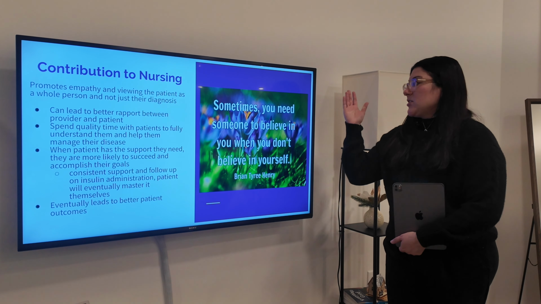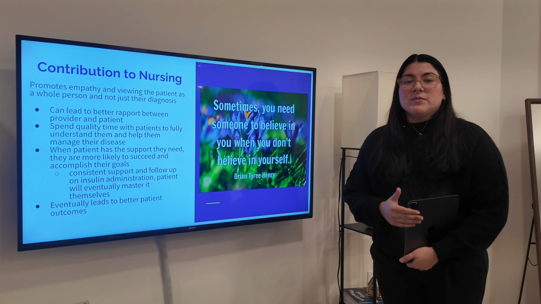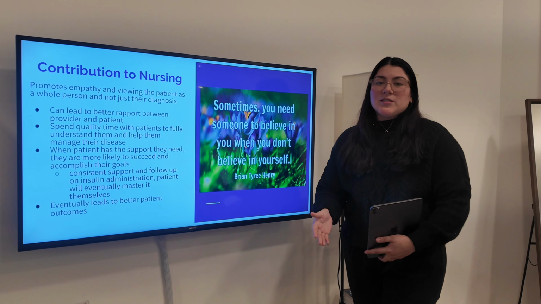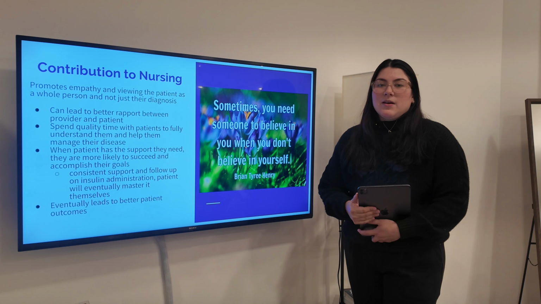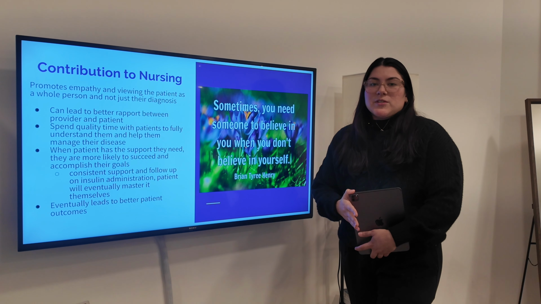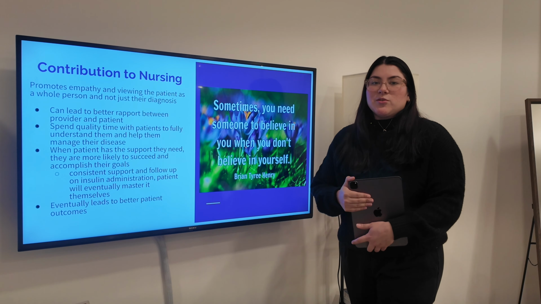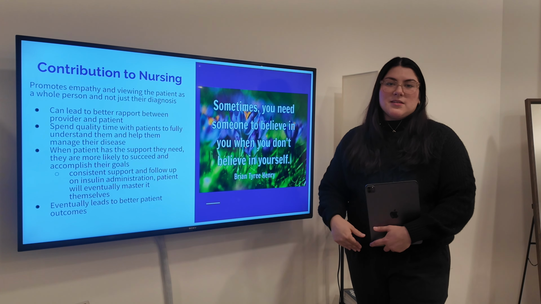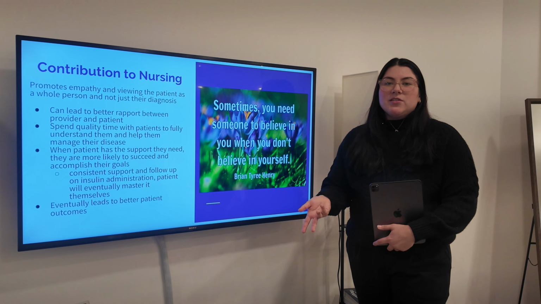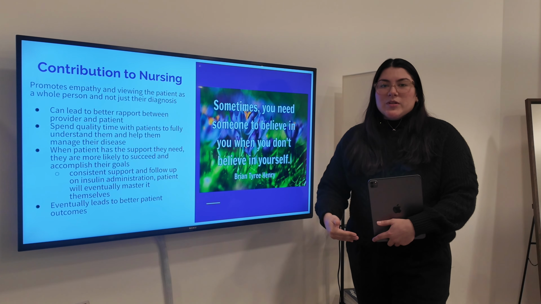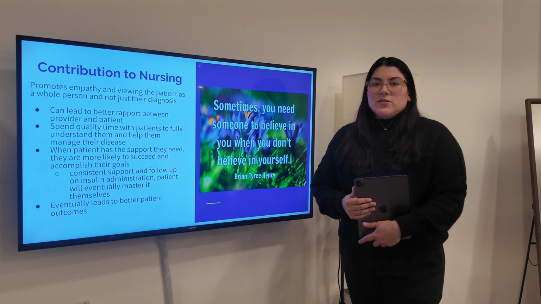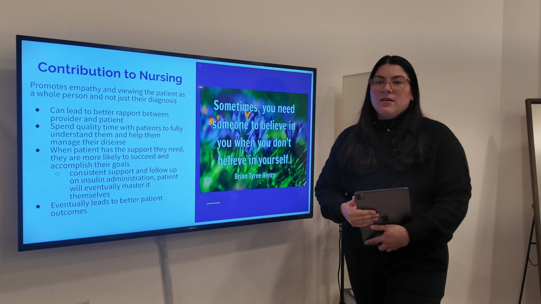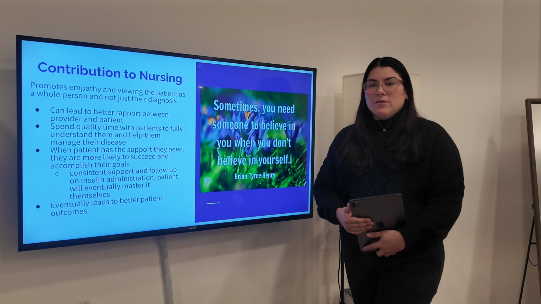Sometimes patients just need someone to believe in them when they don't believe in themselves. And this can also be applied not just in nursing, but in everyday life, showing that you care for someone and really going the extra mile to show support can help people go a long way. And that is what this theory discusses. And this is how it applies to nursing. And I really believe that as an advanced practice nurse, implementing this theory makes you a better provider and gives your patients the best possible outcomes.